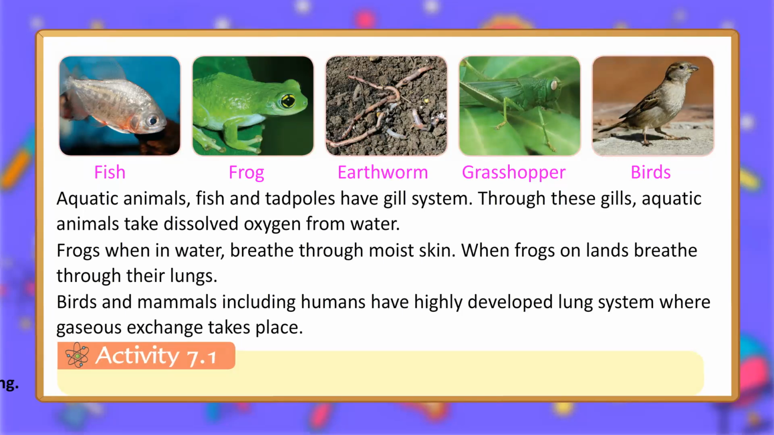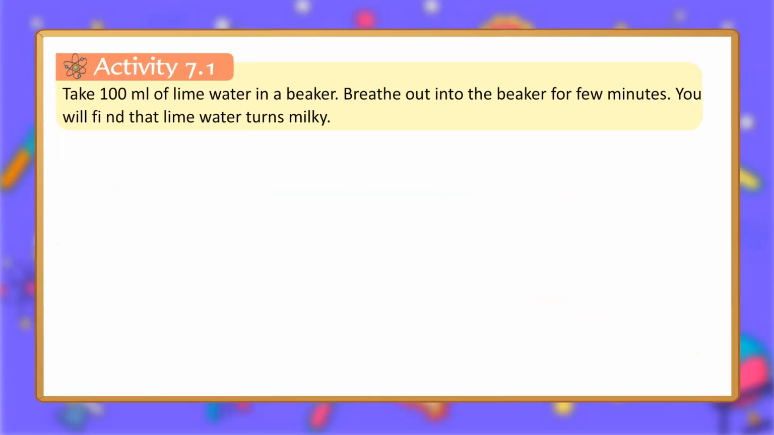Activity 7.1. To show that carbon dioxide is given out during breathing. Take 100 milliliters of lime water in a beaker. Breathe out into the beaker for a few minutes. You will find that the lime water turns milky.